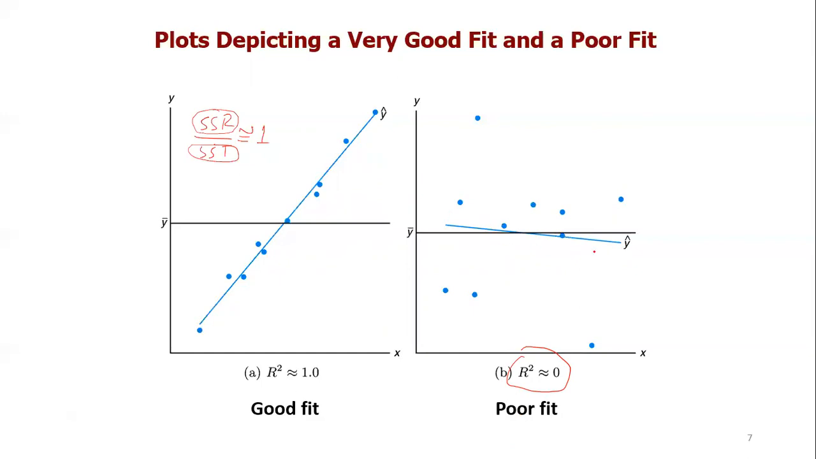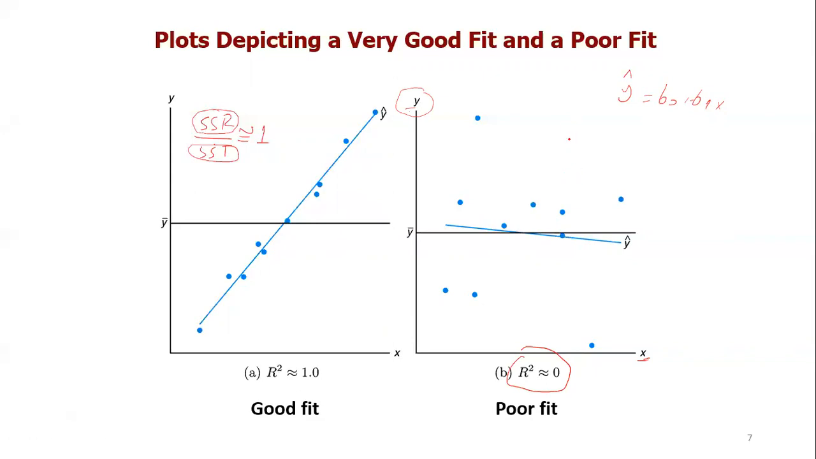So this is your regression line, but there is not a good relationship between X and Y, right? Hence, you cannot explain the variability using X. The model that you just built, which says there is a relationship between Y and X, is not a good model.